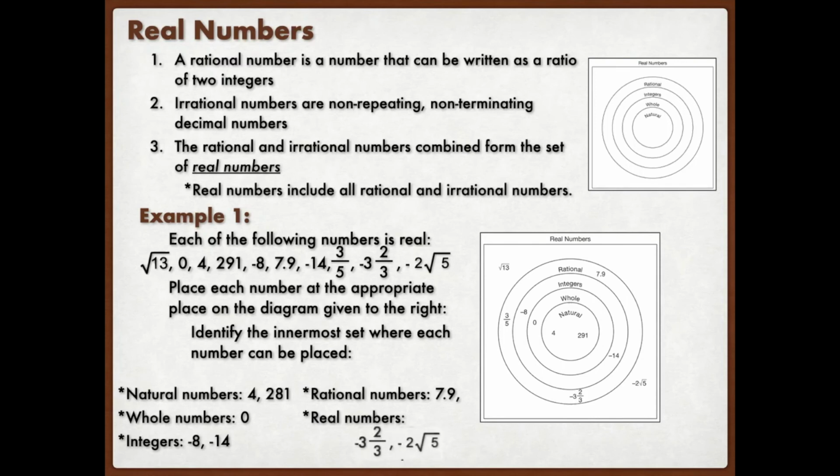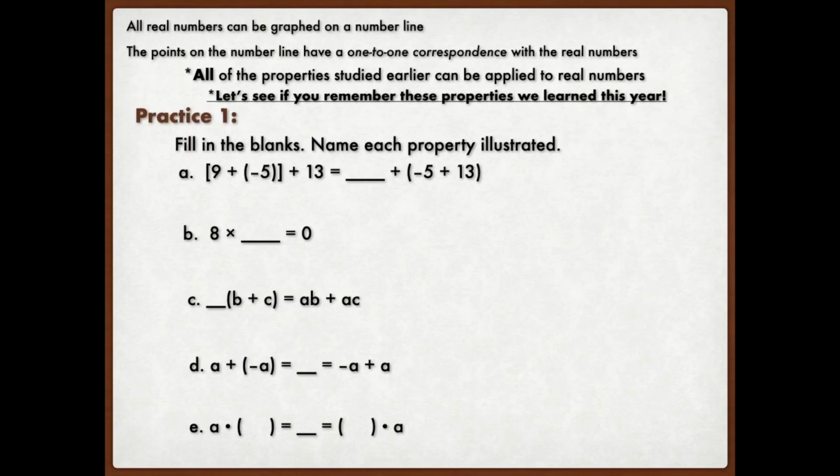So from that list, the natural numbers are 4 and 281. The whole number was 0. The integers, the negative 8 and negative 14. The rational numbers were the decimal and fractions, while the real numbers were the negative 3 2/3 and negative 2 square root of 5. All real numbers can be graphed on a number line. The points on the number line have a one-to-one correspondence with real numbers. All the properties studied earlier can be applied to real numbers.